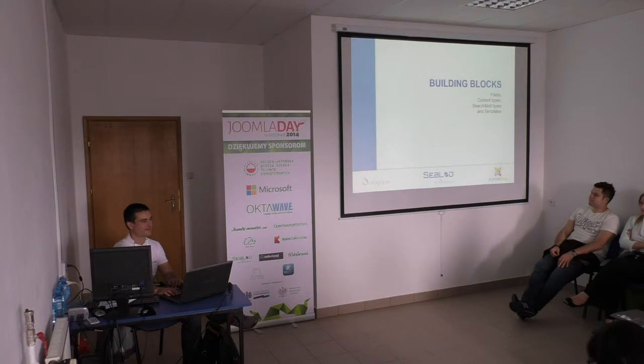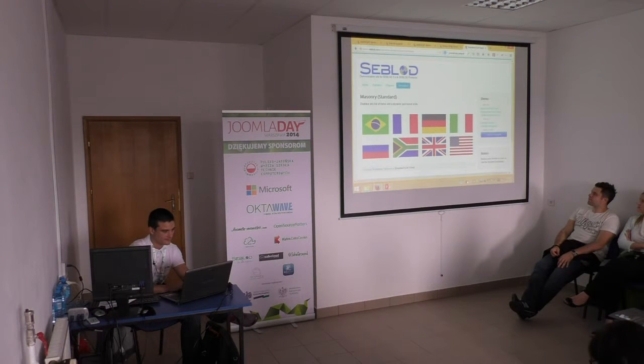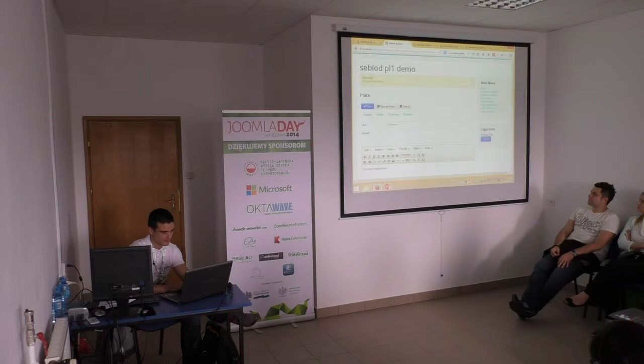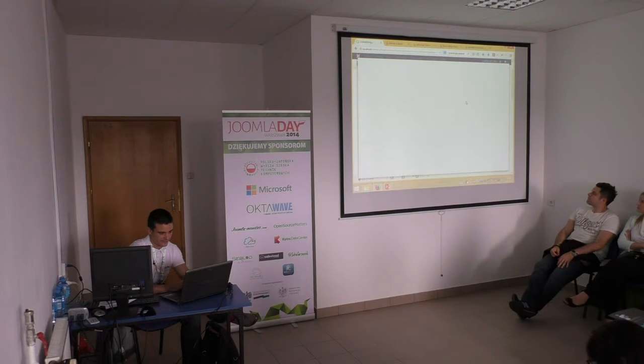Building blocks for the CCK and the web application are fields, content types, search and list types, and templates. Fields are basic elements to build your content, and search list types. This can be form, content, relationship, HTML. I can show you an example. Just a moment. If we go here, add field.